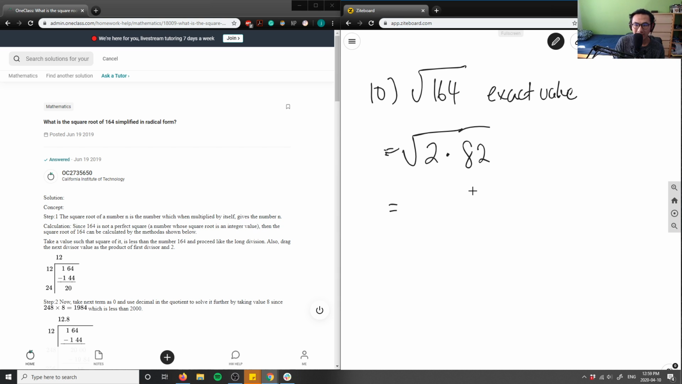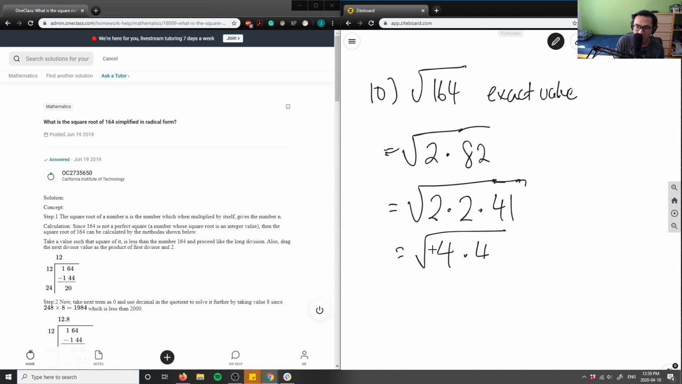And what I can do is the exact same thing to this 82. I can take 82 as an even number again. I'm going to divide it by 2, so I'm going to take out 2. So now I have 2 times 2 times what's 82 divided by 2, which is 41. That's going to be my simplified version of this 164. And what I can do is group them together now. 2 times 2 equals 4, right? So I can say 4 times 41 here.